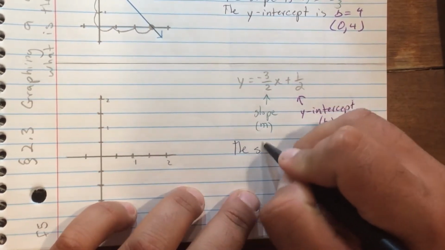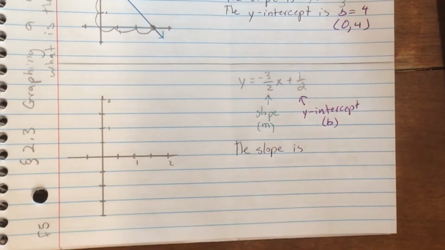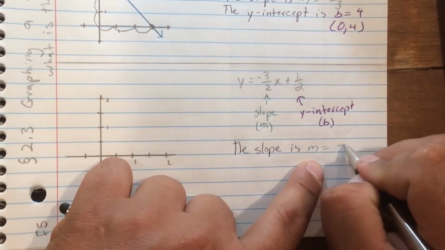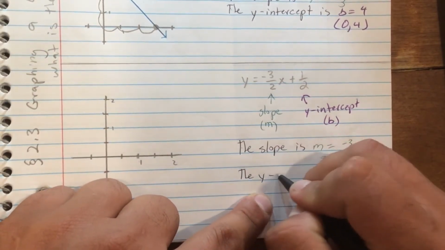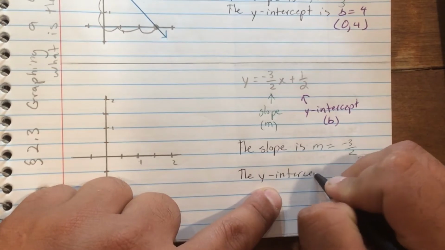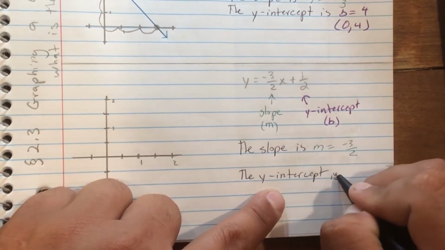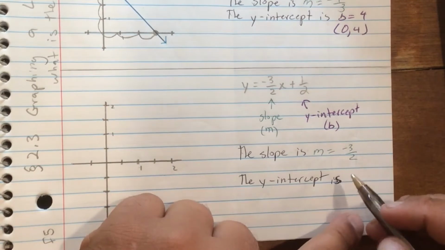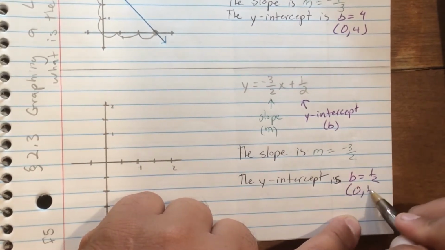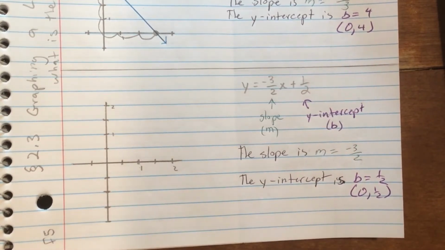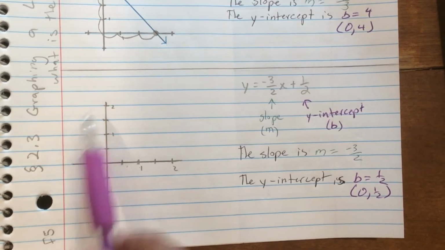So we have the slope, m is equal to -3/2, and we have the y-intercept, b is equal to 1/2, or (0, 1/2). So if you notice on this one, I put my graph a little different. I made it in terms of 1, 2, skipping in between, so it's easier to graph the 1/2s.